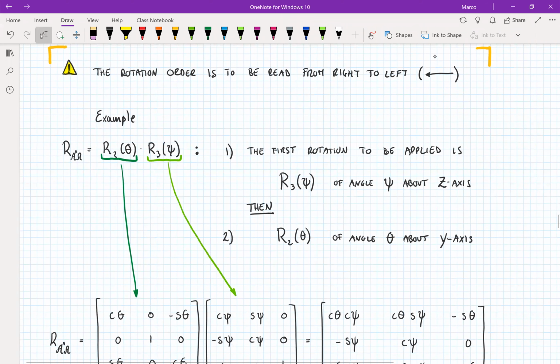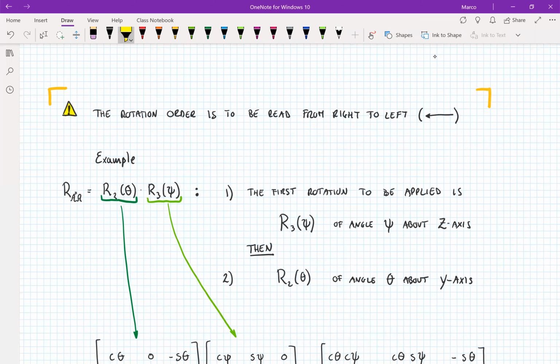All right, so let's take, for example, the rotation R2 theta times R3 psi. And here I'm repeating for the millionth time that the first rotation is the one to the right. So we really start from R3 of psi, and then we apply the rotation about the y-axis of an angle theta.